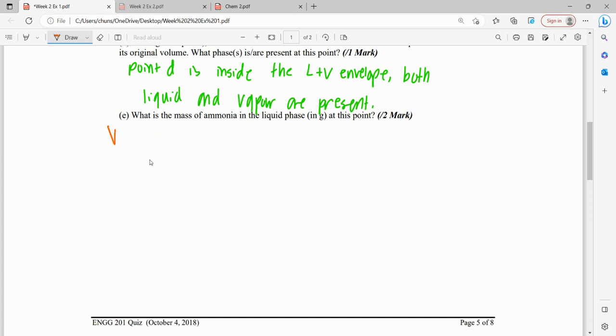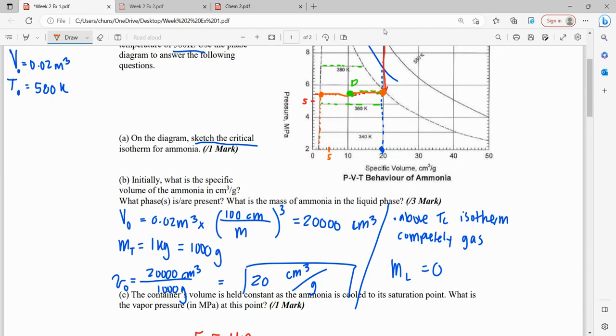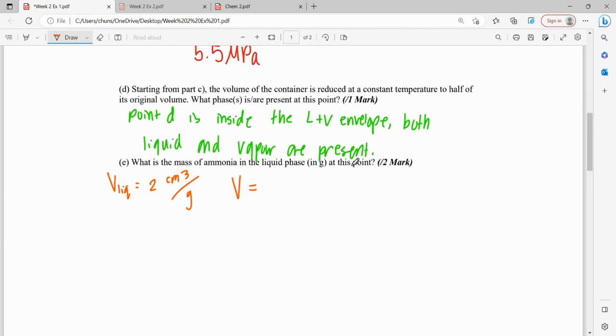Okay, so specific volume of our liquid is about 2 centimeters cubed per gram. We are given V, which we found to be this point here. So that's 10. V vapor is 20.